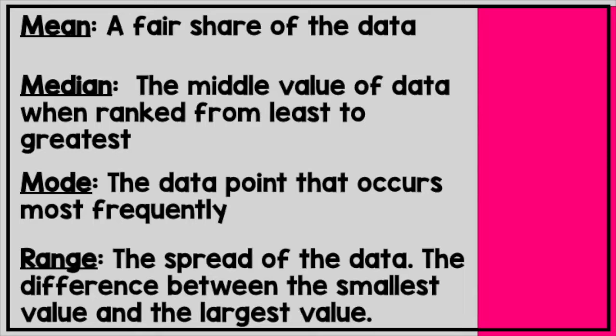Let's do a quick recap of what we have learned so far. The mean is a fair share of the data. The median is the middle value of data when ranked from least to greatest. The mode is the data point that occurs most frequently. The range is the spread of the data. That's the difference between the smallest value and the largest value.